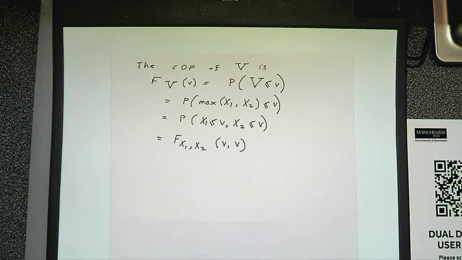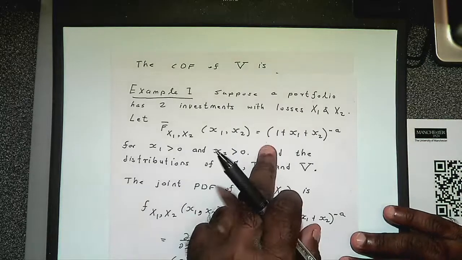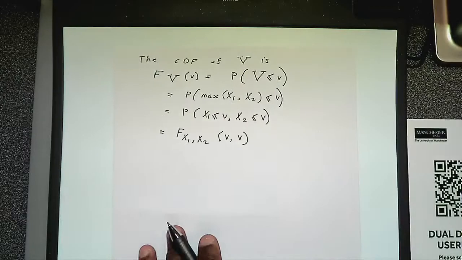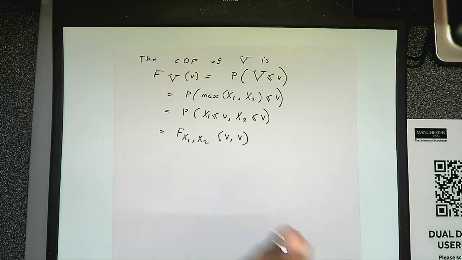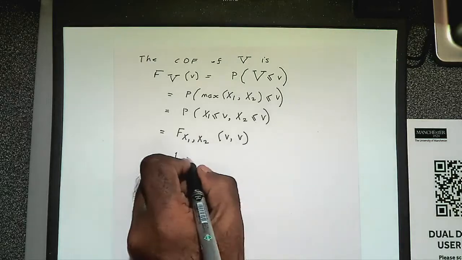Now, if you return to the question here, the question does not give the joint CDF. The question only gives the joint survival function. It doesn't give you the joint cumulative distribution function. So this is where you need to use the relationship that I mentioned earlier today, that there are relationships expressing the joint CDF in terms of the joint survival function and vice versa, right?